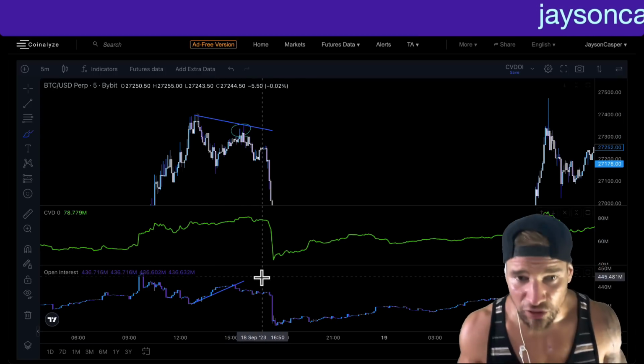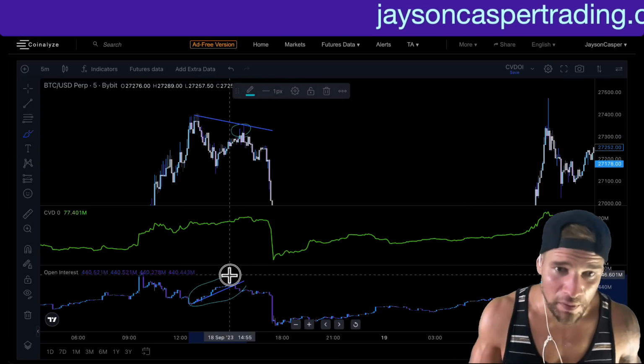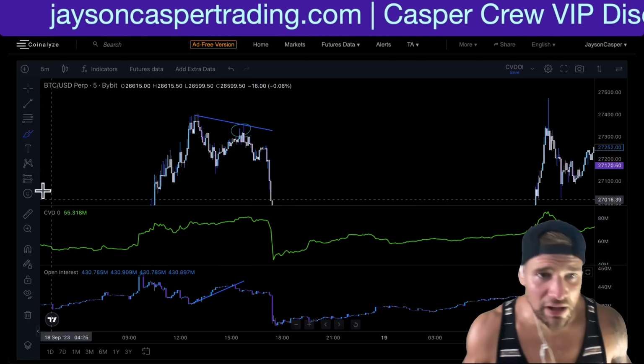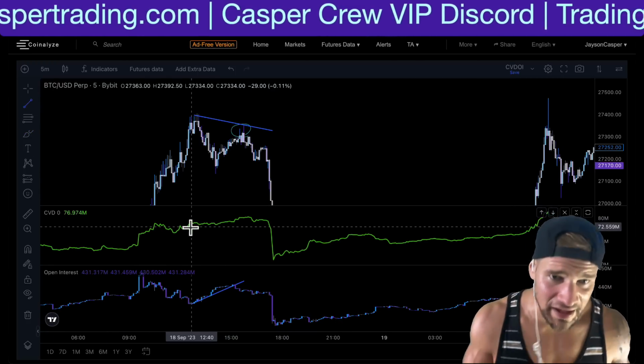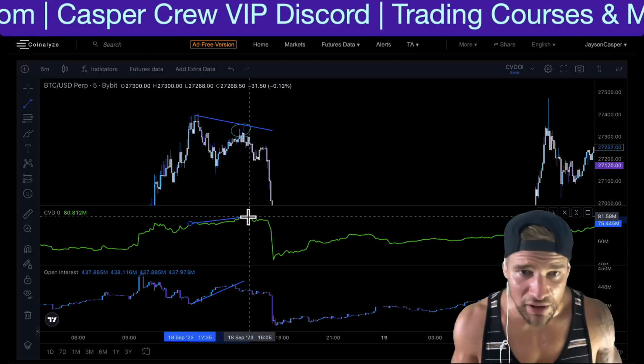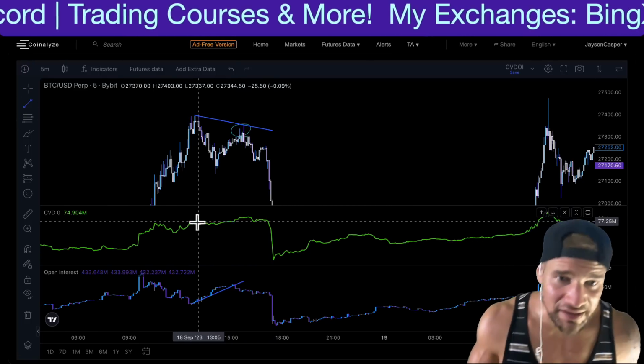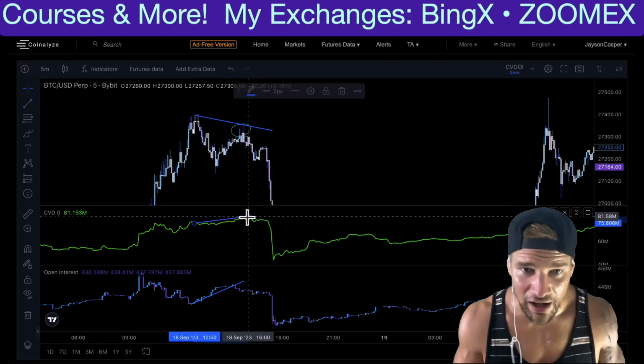Now, price is making a lower high and trades are opening up. So we might think to ourselves, are these shorts opening up? But when we look at our CVD indicator, it's telling us actually, no, it's long trades that are opening up, because as the price is making that lower high, the CVD is making a higher high.